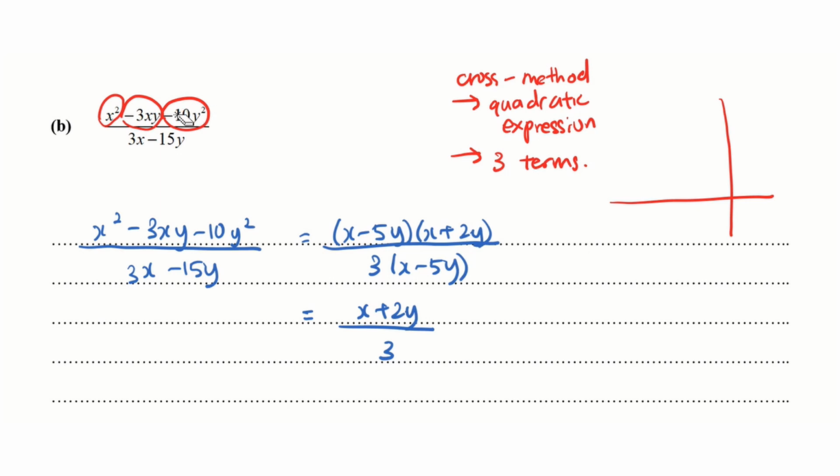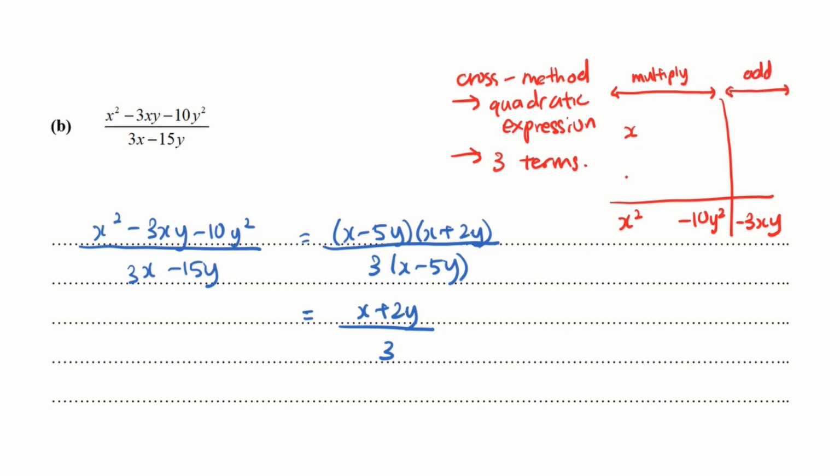Now that we see that we have to do the cross method, I will put here x squared, here negative 10y squared, and over here negative 3xy. Over here in this section, we will always be multiplying, and over here is always adding. We will usually see x times x to be x squared. Then after that, sorry, we don't do the cross yet. Now let's take a look at this minus 10y squared.